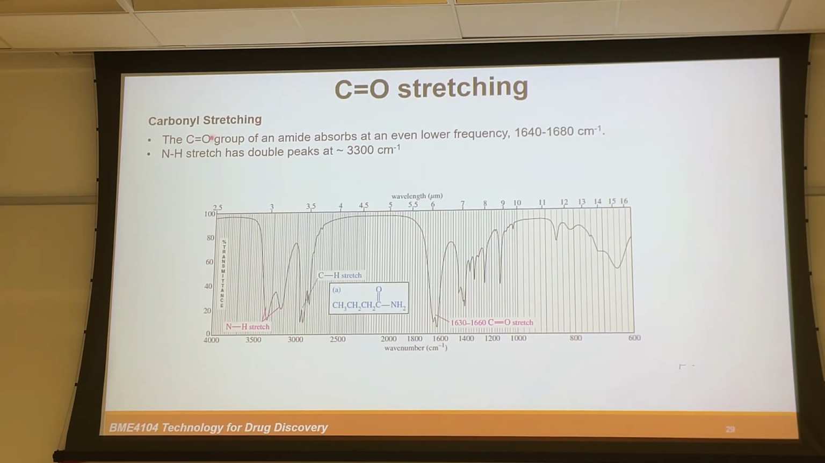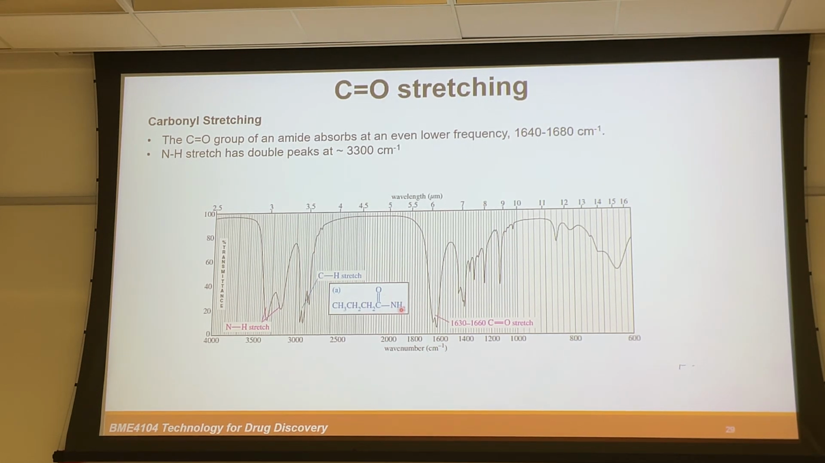The carbonyl stretching of the amide, so when the carbonyl is connected to a nitrogen, it absorbs at an even lower frequency. So the frequency is no longer at 1710. It will be lower down to about 1640 to 1680. So in the example here, we have the carbonyl connected to this NH2 group. So we can see the shape is still quite strong and sharp, but we can see that it's quite shifted to a lower end.